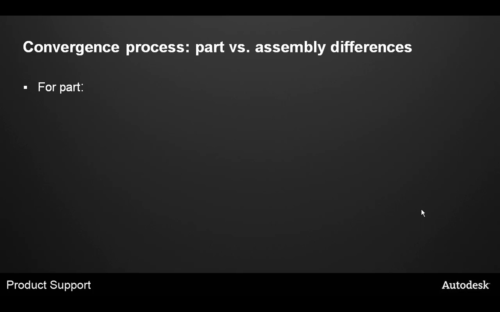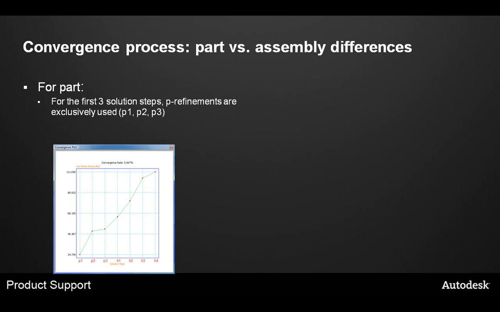I also wanted to point out some differences between the convergence process when applied to a part environment or an assembly environment. There are slight differences. For a part, we use this type of convergence plot. The first three solution steps that you can see at the bottom of this convergence plot, I marked them P1, P2, P3. Those steps are P refinements. Once we add H refinements for the next solution steps, the H and P refinements are used in combination. So H refinement only kicks in after step number 3.